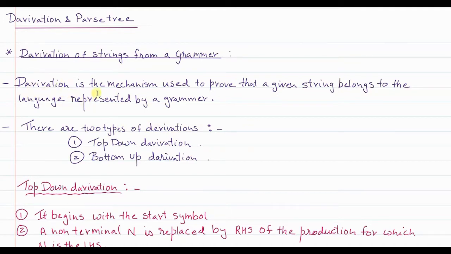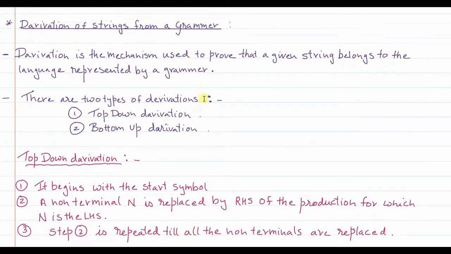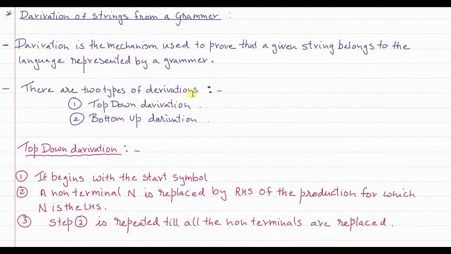So derivation is the mechanism used to prove that a given string belongs to the language represented by the grammar. Now there are two types of derivations: top-down derivation and bottom-up derivation. In the method that we saw in the previous lectures, where we were solving problems, you must have seen that I said you should start with the start symbol.